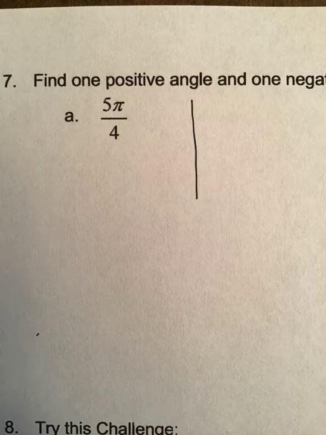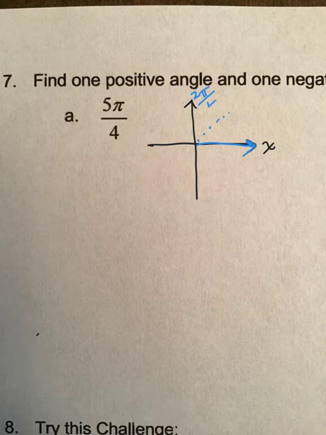So here's our y-axis, here's our x-axis. This is going to be our initial line segment of our angle. And let's see where it terminates. We'll make it blue. This is pi over 4. This is 2 pi over 4, also known as pi over 2. This is 4 pi over 4. So 5 pi over 4 is going to split at a 45-degree angle. So we're going to go right to there. And there's our angle called 5 pi over 4.